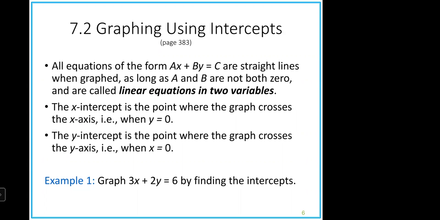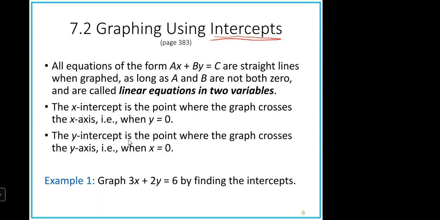Now it says the x-intercept. We might not have used this term recently. The x-intercept is the point where the graph crosses the x-axis, and at that point, y is 0. The y-intercept is the point where the line crosses the y-axis, and at that point, x is 0.